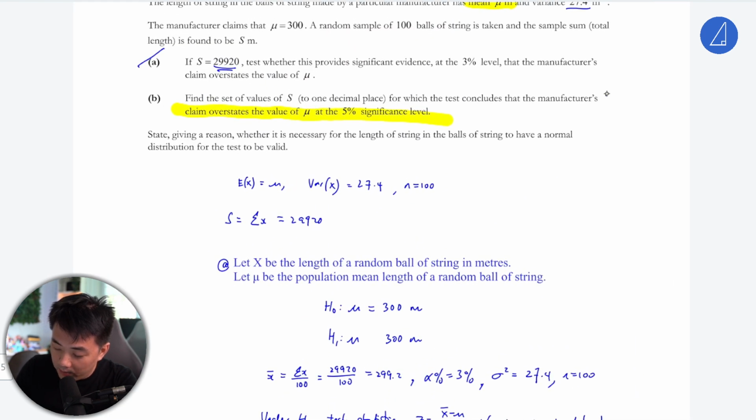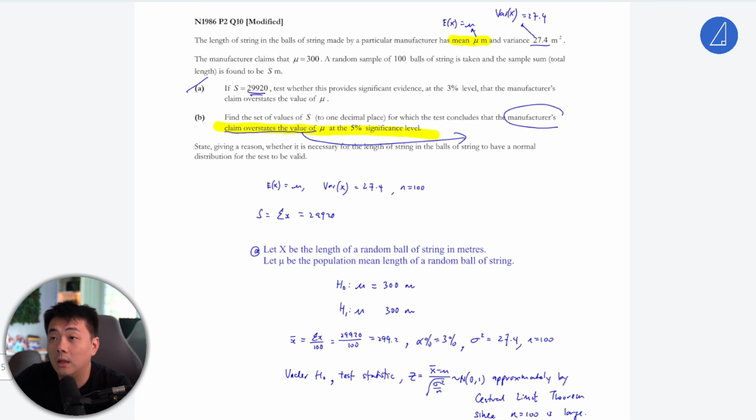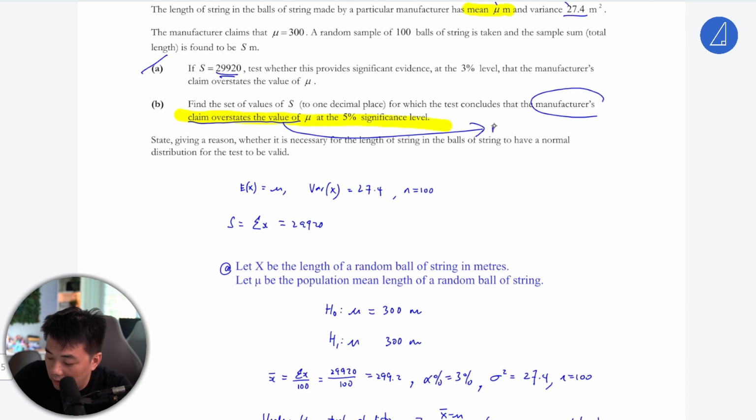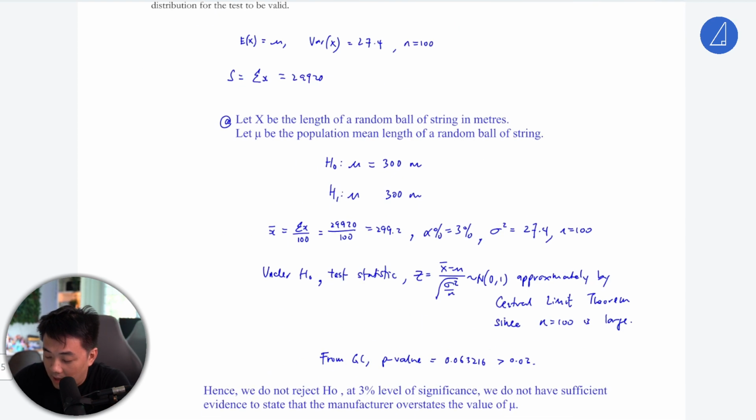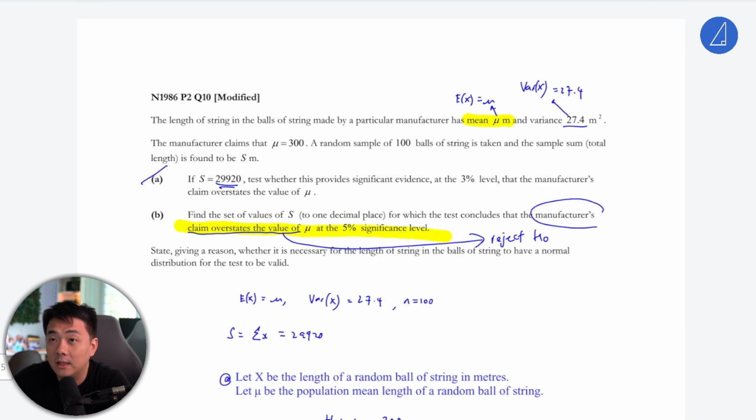we conclude that the manufacturer's claim overstates, meaning to say we favor H1. We favor H1, and we want to reject his claim. Okay, so we just say we reject H0. You want to reject H0. Sorry, we want to favor the hypothesis of less than 300.